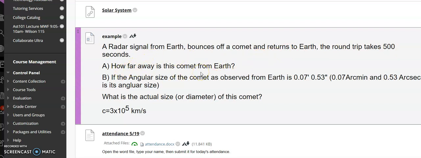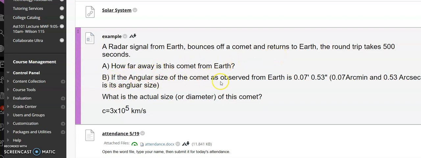We can use the equation, the distance equals the speed of light, because of course radar travels at the speed of light. The speed of light times the, well, half the round trip time, right? Because we'll talk about that in just a second.